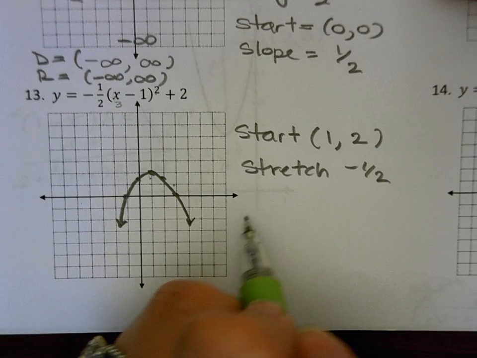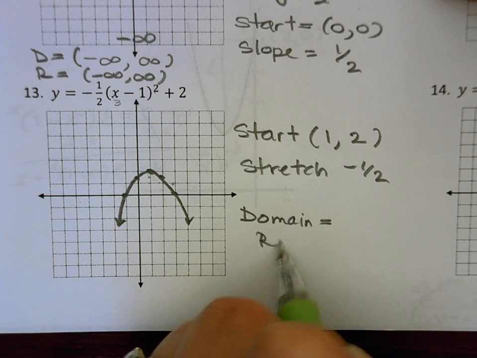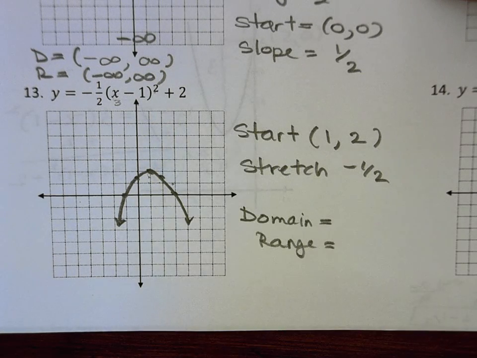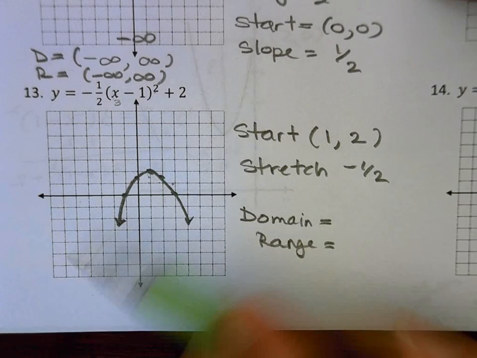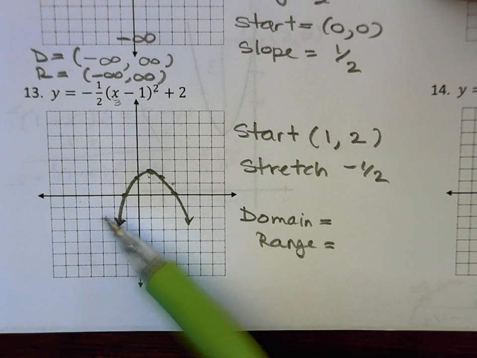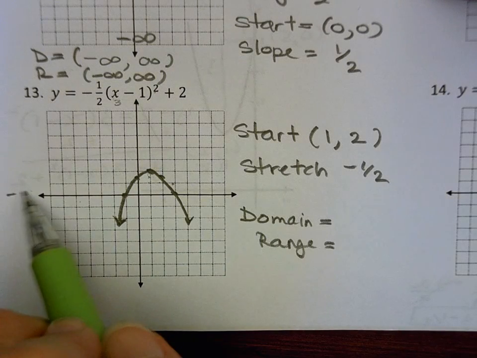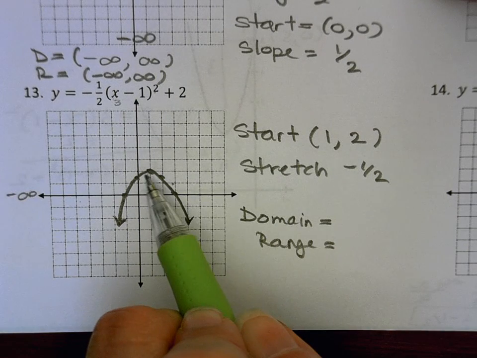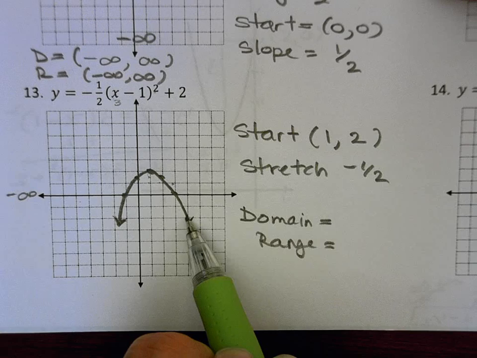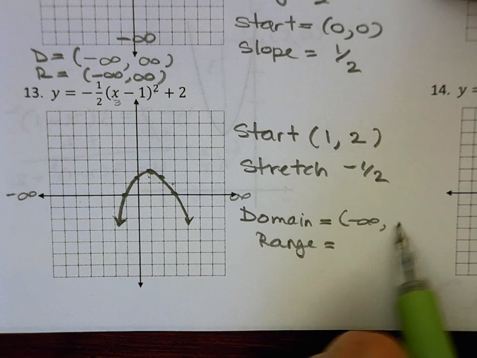So my domain and range. So domain, this graph, although it looks like it's mostly pointed down, it's also going to the left. So this is not just going down, but also left. So left forever. Same thing here. It looks like it's mostly pointed down, but it's also growing outward, so to the right forever. So negative infinity to infinity.